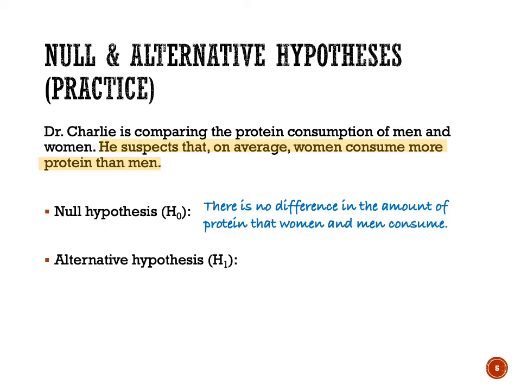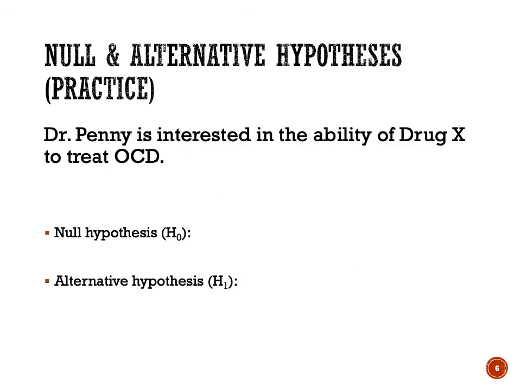Dr. Charlie suspects that women consume more protein than men. So this is his suspicion. That's his hypothesis. The alternative hypothesis is that there is a difference between these two populations. Specifically, according to Dr. Charlie, he hypothesizes that women consume more protein than men. That's the null hypothesis and the alternative hypothesis.